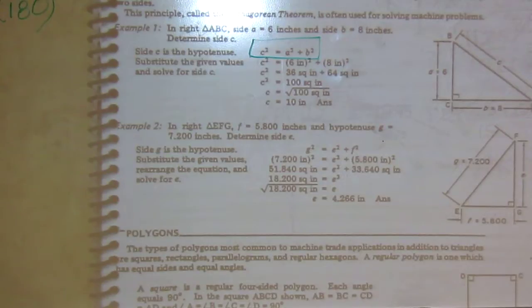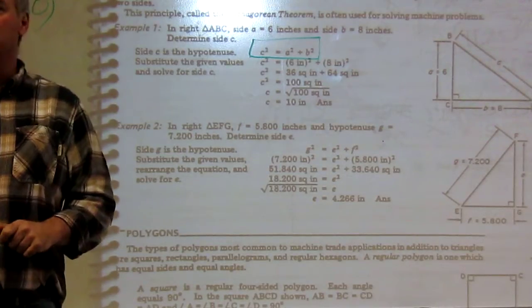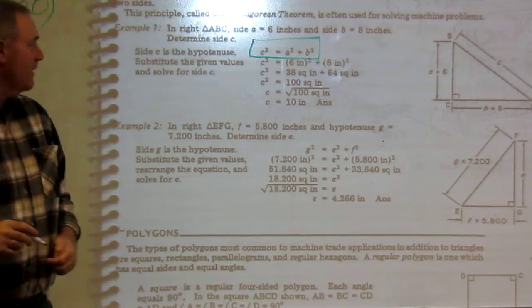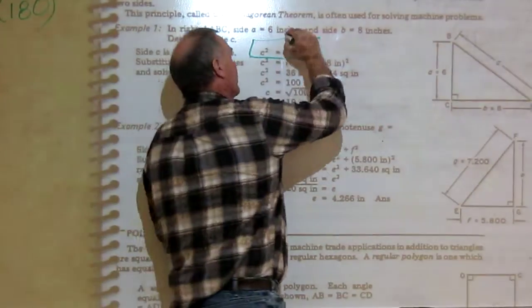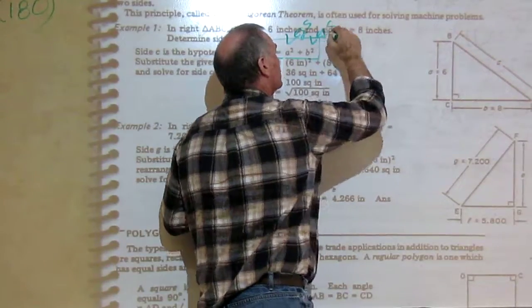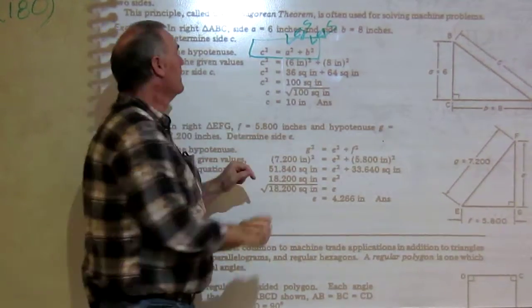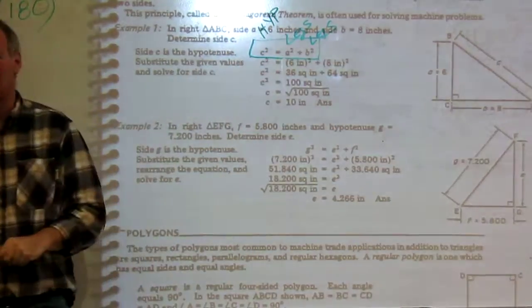Is this new to anybody in the room? Can I see a show of hands? We've all seen this before. The thing you got to remember on this is A and B are equal to the legs, and it doesn't matter how you label them. There's two legs. C is always the hypotenuse or the longer side.